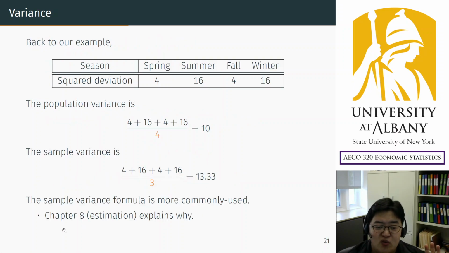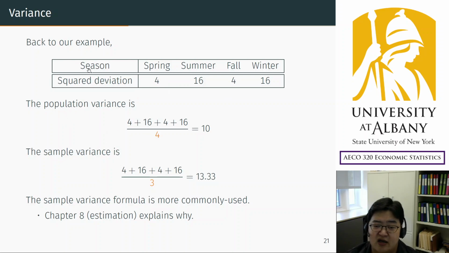Later, I'm going to explain the reason why the sample variance formula is different in chapter 8, because it is related to an estimation problem. Basically, we are estimating the variance from the data. So this formula is derived as a result of estimation theory. I'm going to explain it again later in chapter 8. For now, just practice, do some exercises depending on the formula.